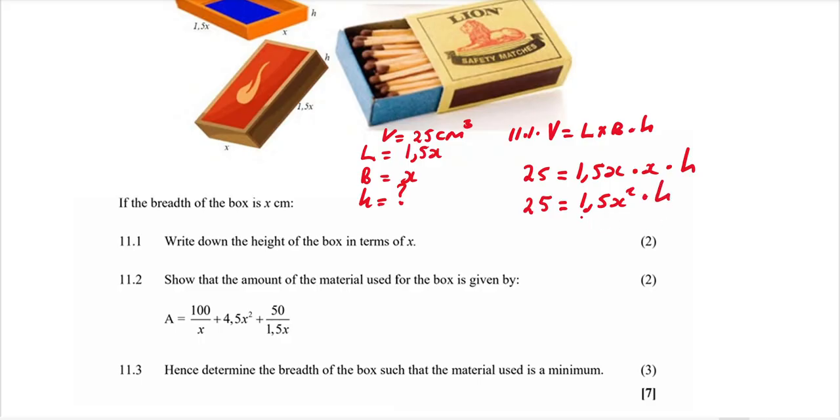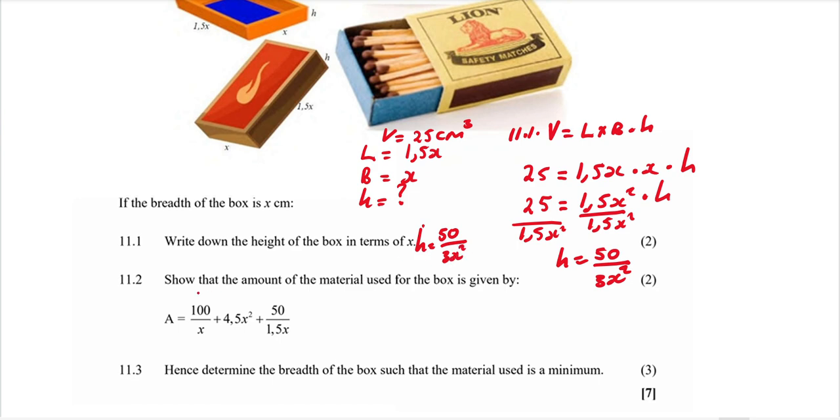Since we are looking for H, we're going to divide by 1.5x squared, and this side we also divide by 1.5x squared. So our H will be what? Let me take my calculator and punch it. We're going to say 25 all over 1.5, which is 50 over 3. Our H is 50 all over 3x squared. We're going to say here our H is equal to 50 all over 3x squared.